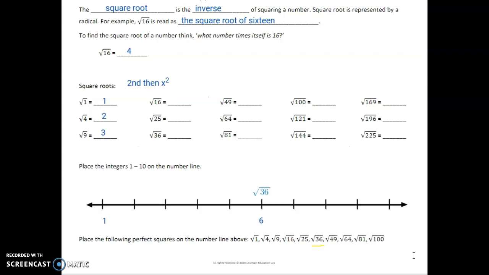On the back page is lesson 2. It's going to be Real Numbers Day 2. We will do that tomorrow in class, and we're going to continue focusing on approximating irrational numbers.